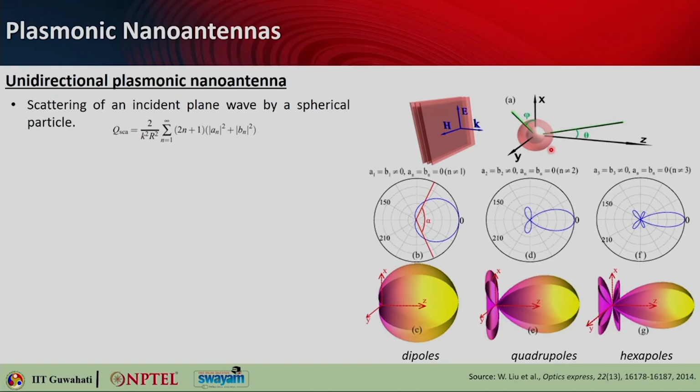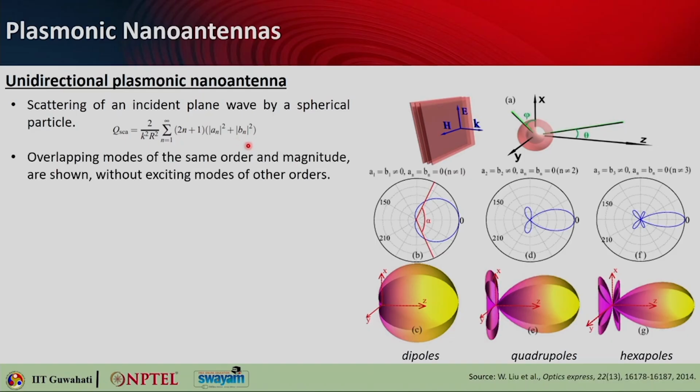Now, if you remember from the Mie scattering theory, we are able to calculate the scattering cross section of any spherical particle of radius r, if we know these coefficients, a_n and b_n, the Mie scattering coefficients. a_n is the nth order mode electric coefficient, and b_n is the nth order mode magnetic coefficient.